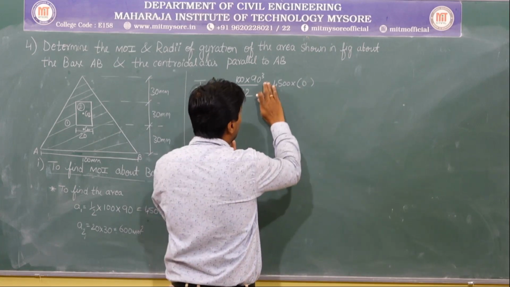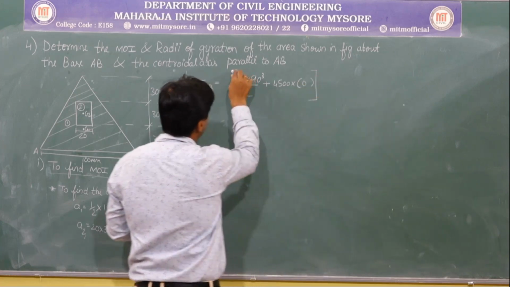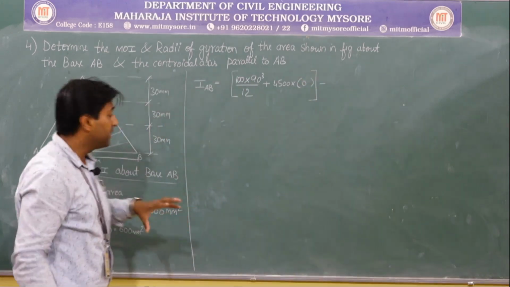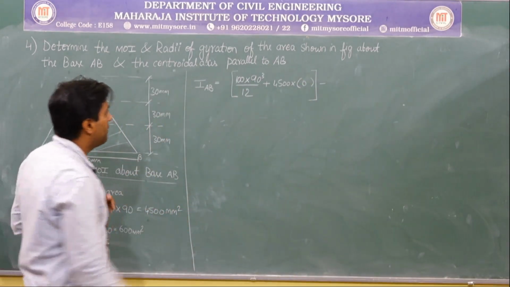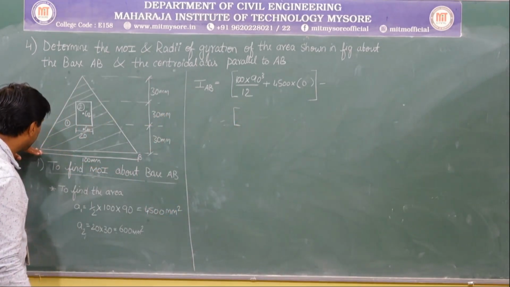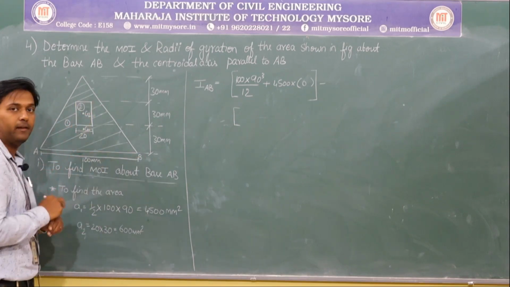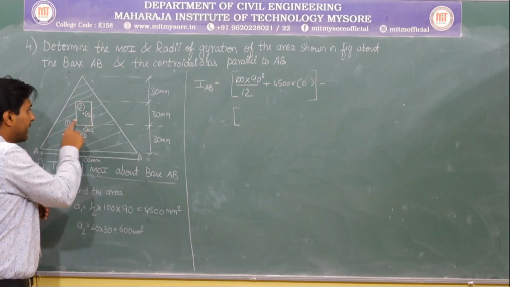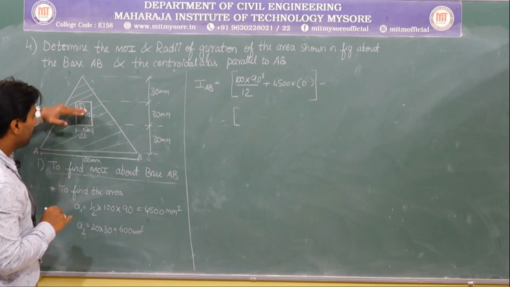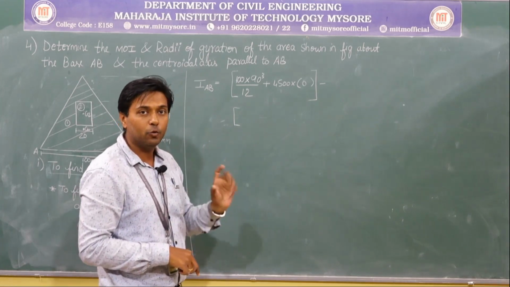Or else you do one thing, don't consider this value at all. Now, minus. Why minus? Because I need to deduct this rectangle out of it. Even though they have asked us to calculate the moment of inertia about the base AB, this rectangle is not resting on AB. Therefore, don't worry, for this rectangle you normally go with the value because it is parallel to this. AB is parallel to this line, so I will be going with the Ixx formula. It is bd cube by 12.